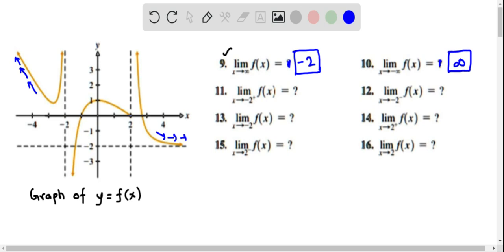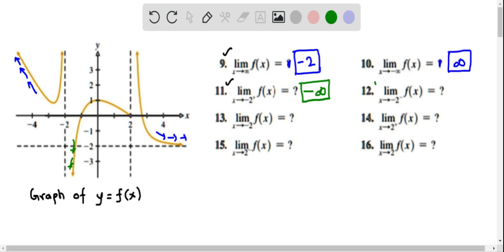Now let's evaluate the limit in question 11. So here we should find the limit of f of x when x approaches negative 2 plus, which is basically x approaches negative 2 from the right. So this is when x approaches negative 2 from the right. So we see that f of x approaches negative infinity. So we see that this limit equals negative infinity.